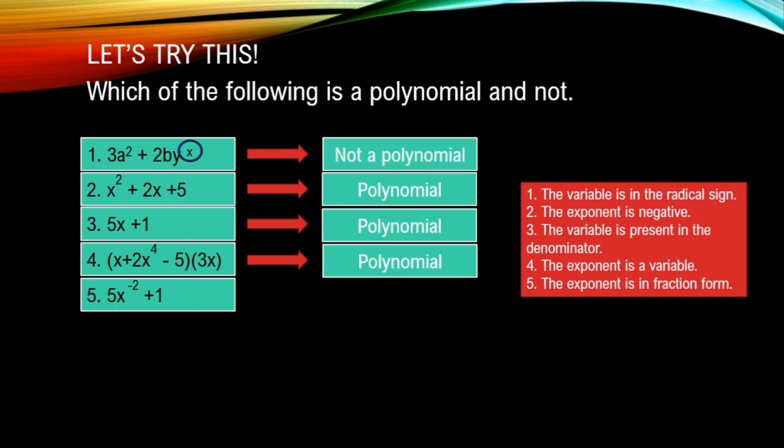Let's try number 5. The given is 5x to the power of negative 2 plus 1. Is there a statement from the right side that tells us that the given is not a polynomial? Yes, there is. It satisfies number 2. The exponent is a negative. So that makes it not a polynomial. So that's how you determine if the given algebraic expression is polynomial or not.